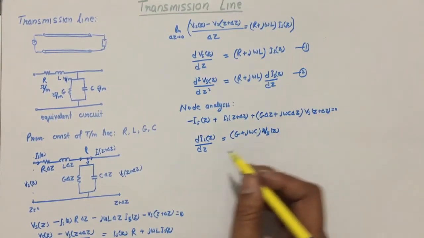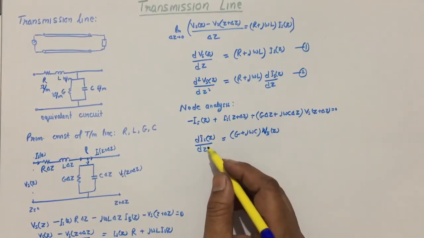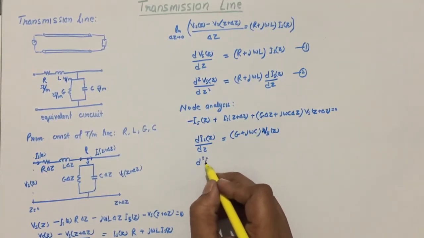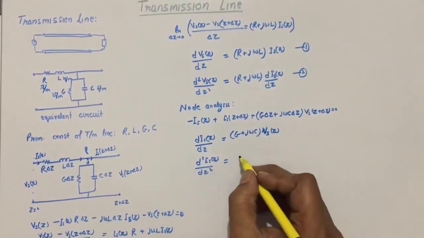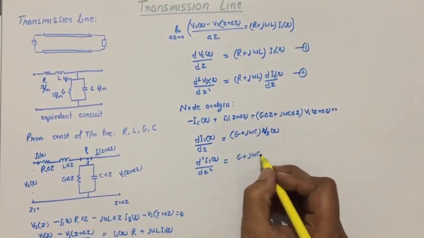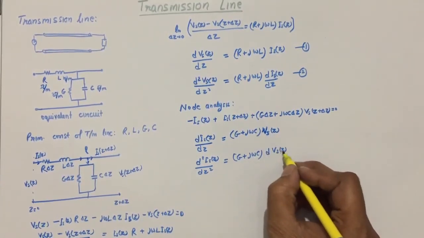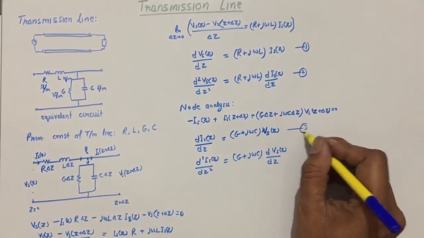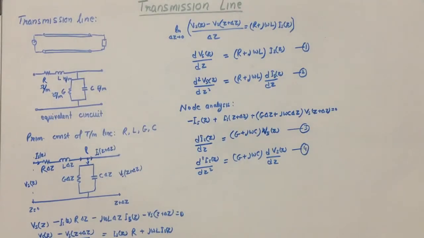Now if we take the derivative once again, we will find d²Is(z)/dz² will be equal to (G + jωC) times dVs(z)/dz. Now this can be considered as equation 3 and this can be considered as equation 4. Now we have these 4 equations for further discussion.